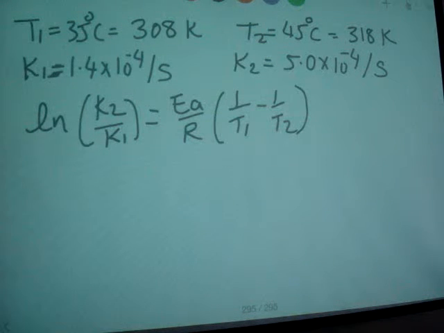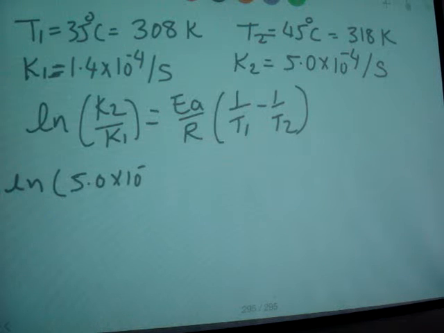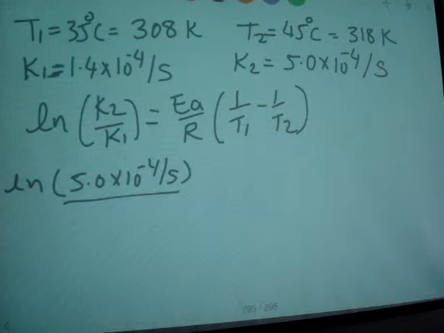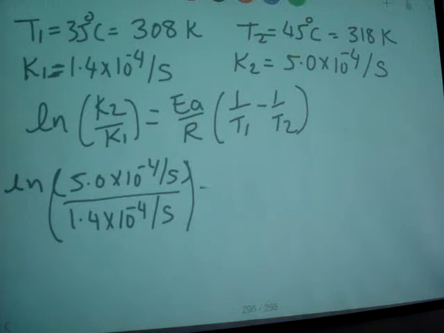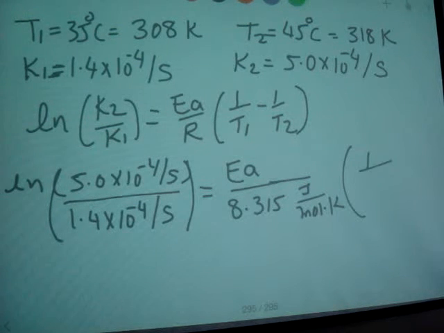Now when we plug these values in, let's start with ln of K2, which is 5.0 times 10 raised to minus 4 per second, divided by K1, which is 1.4 times 10 raised to minus 4 per second. Ea, the activation energy, is what we need to find. The R value in this case is 8.315 joule per mole Kelvin, and the temperature term is 1 over 308 Kelvin minus 1 over 318 Kelvin. Alright, so we will solve the left side and then rearrange the right side.